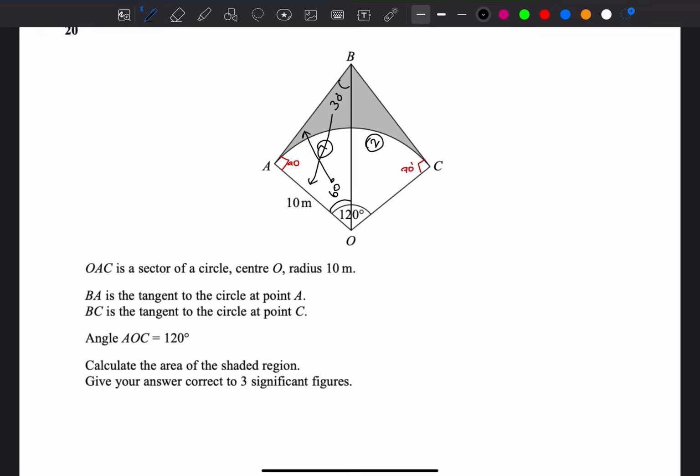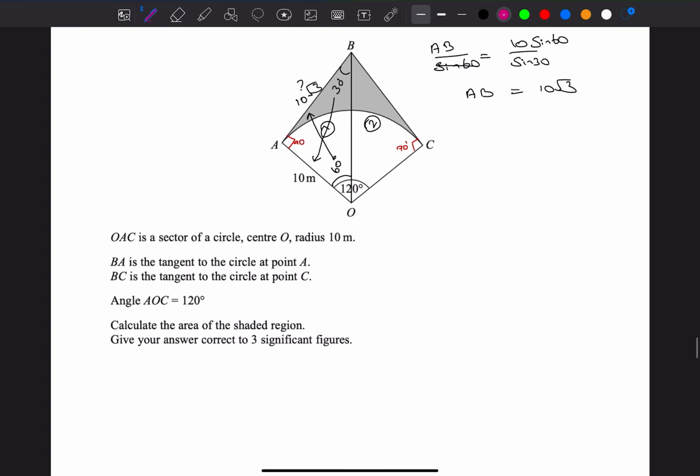Okay, so we will work out AB, this guy. AB over sine 60 equals 10 over sine 30. AB is just sine 60 comes here, root 3. So if you think about it, for the area of the triangle, I'm going to do base times height divided by 2. In that case, this will be the base, this will be the height. Or you can do half ab sine C. You know what? I'm going to do half ab sine C because I can.